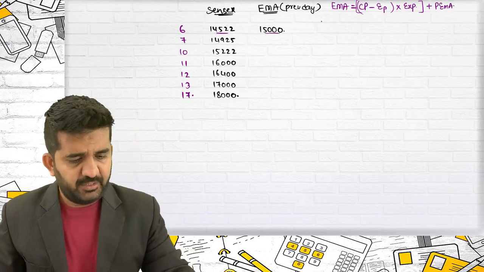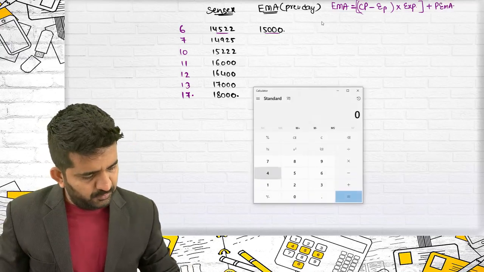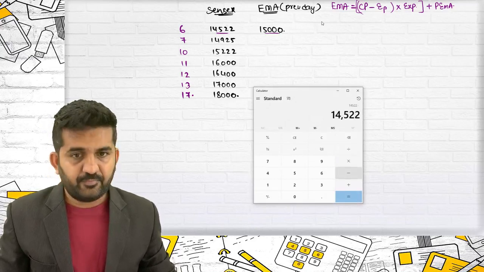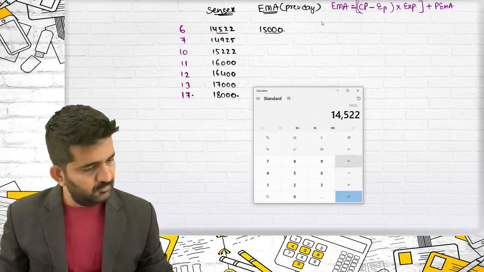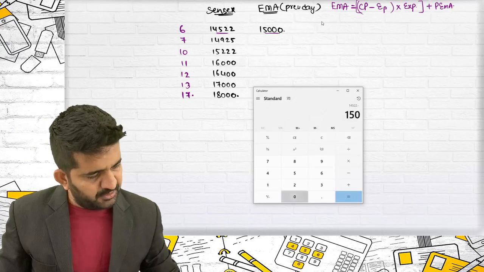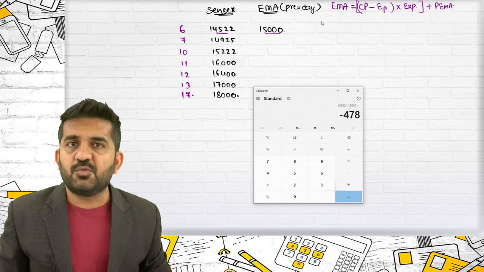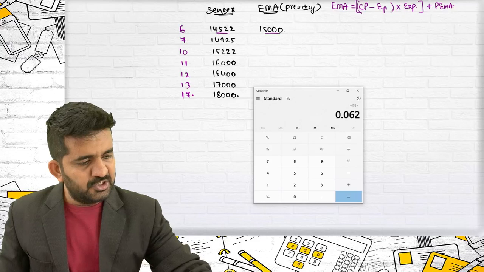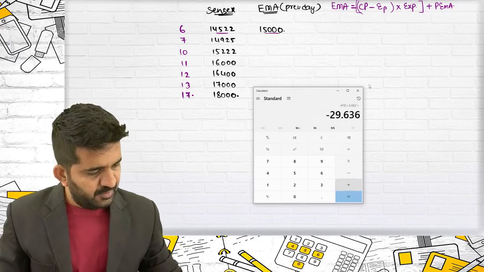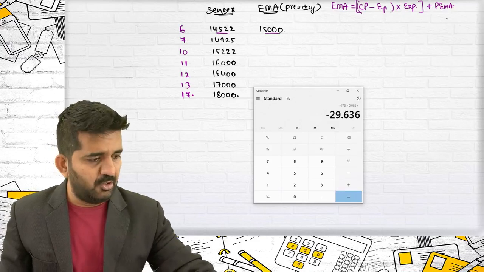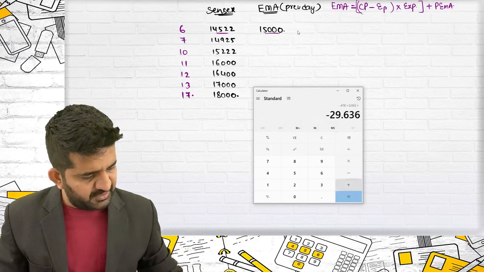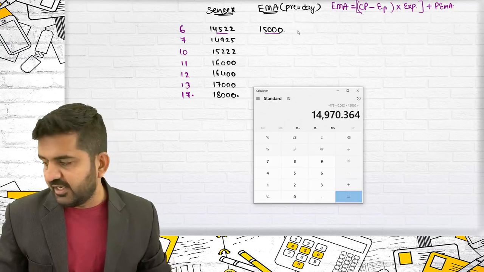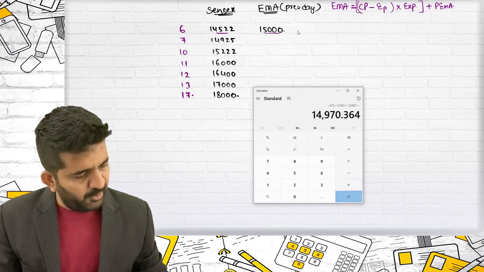Let me do it for the first day. Is it correct? 14,522 minus 15,000 is minus 478, multiplied by 0.062, which is the smoothing exponent, plus, there is a minus, so it will be automatically deducted, EMA of previous day 15,000, which gives 14,970.364.